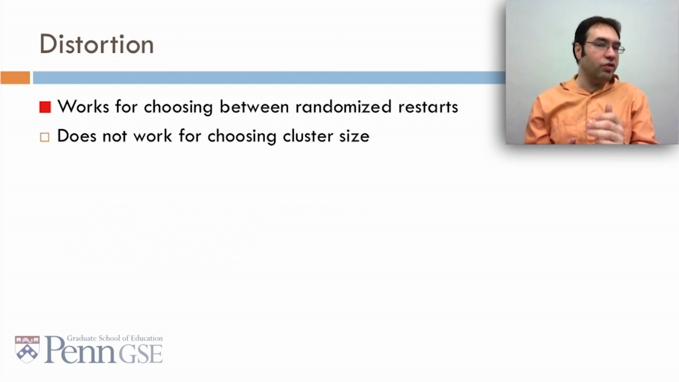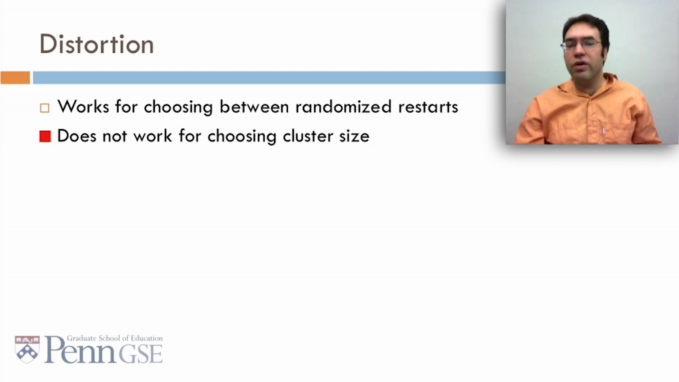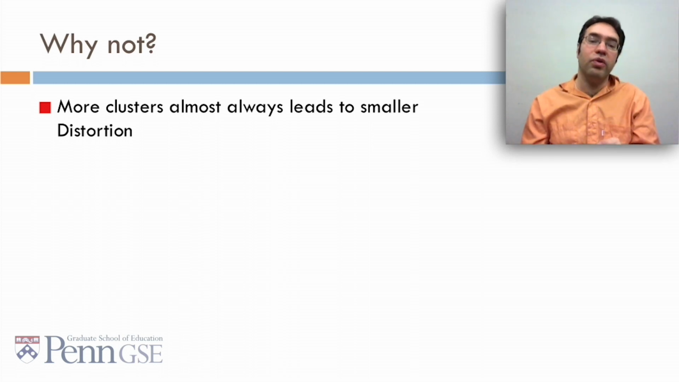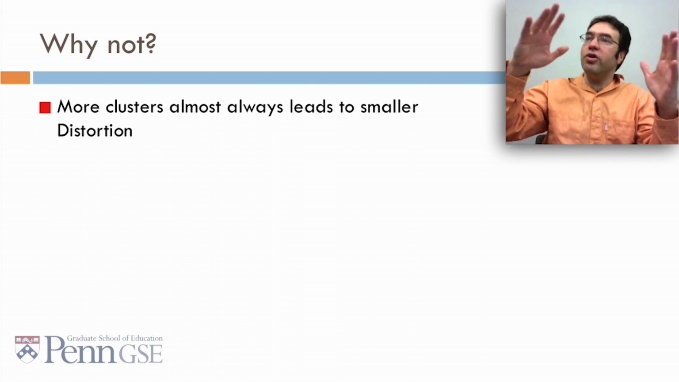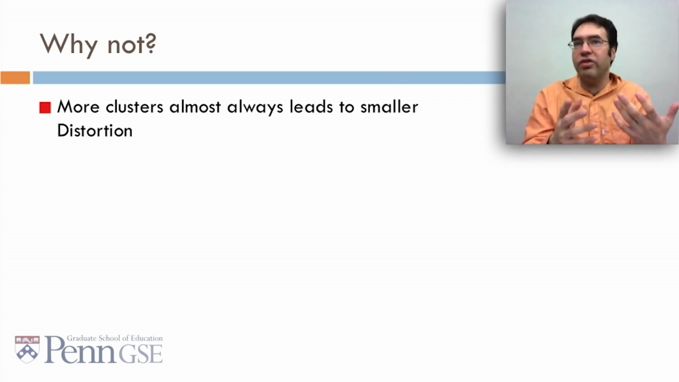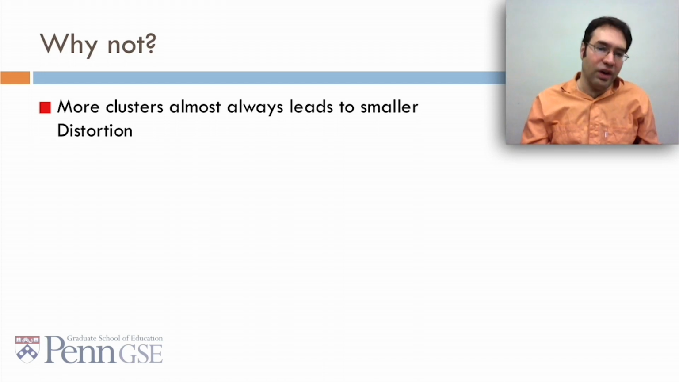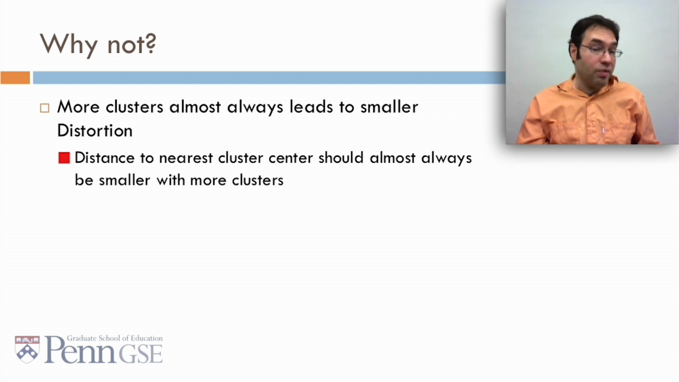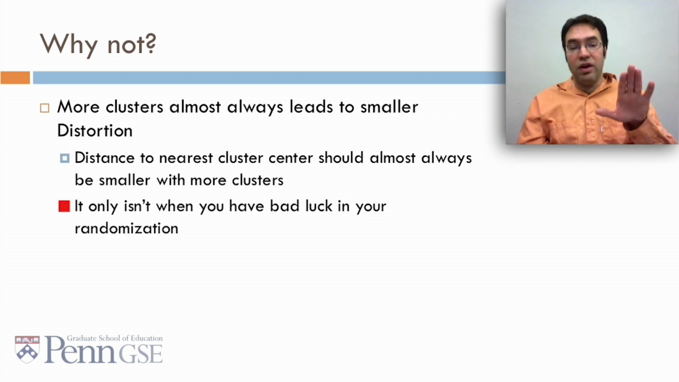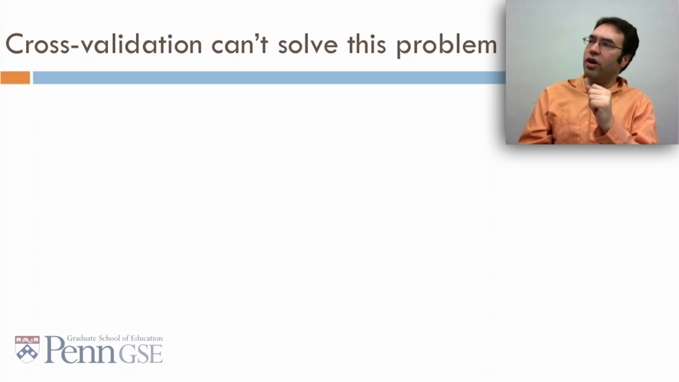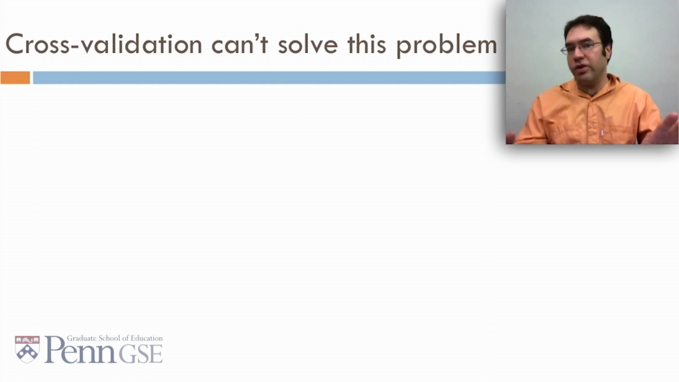The distortion works for choosing between randomized restarts. It doesn't actually work for choosing cluster size. And why is that? Because more clusters almost always leads to smaller distortion. When you have more centers, there's going to be some center every point is probably closer to, unless they all end up in one place, in which case you don't really have more centers anyways. So the distance to the nearest cluster center should almost always be smaller with more clusters. And it only isn't when you have bad luck in your randomization and all the centroids end up piled up together. Aha! I'll use cross-validation, I hear you cry wherever you are.